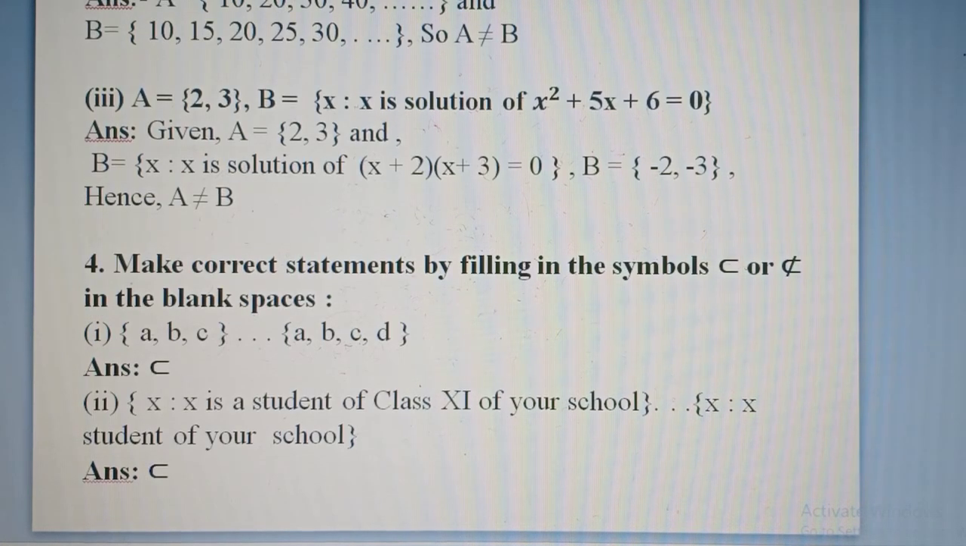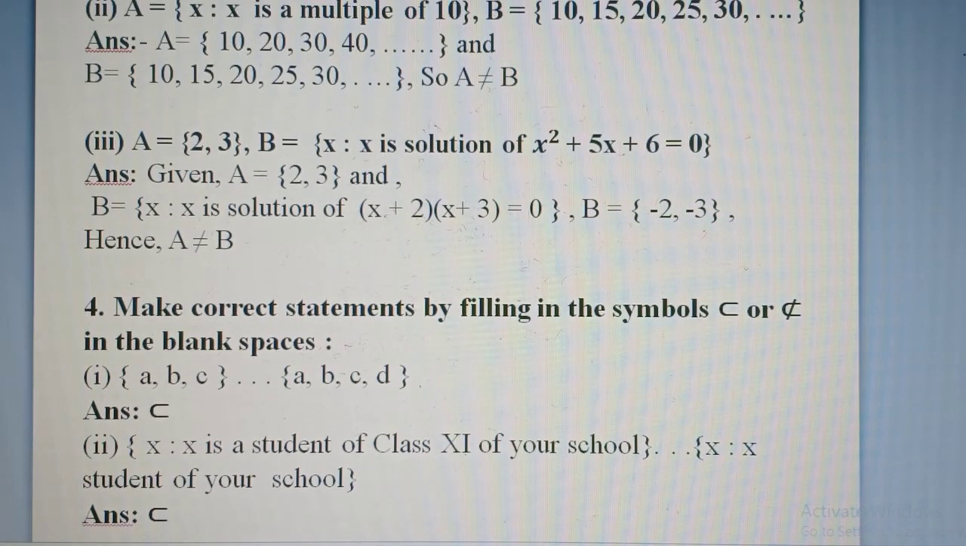So students, the next question is, X is a set given as X such that X is a multiple of 10, and B is a set given in roster form. The elements are 10, 15, 20, 25, 30.